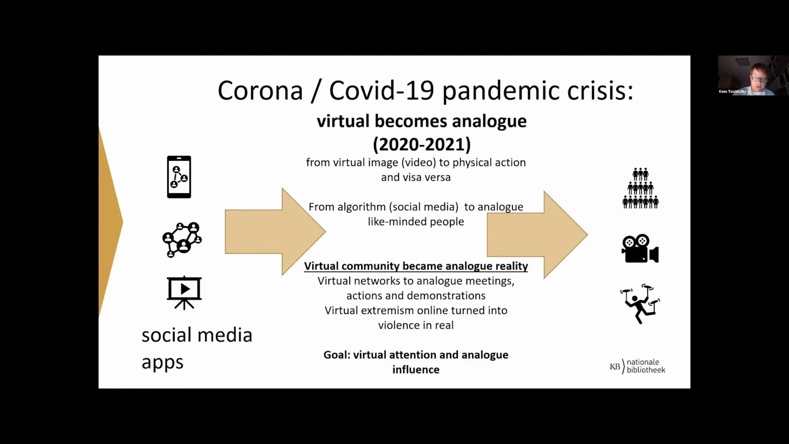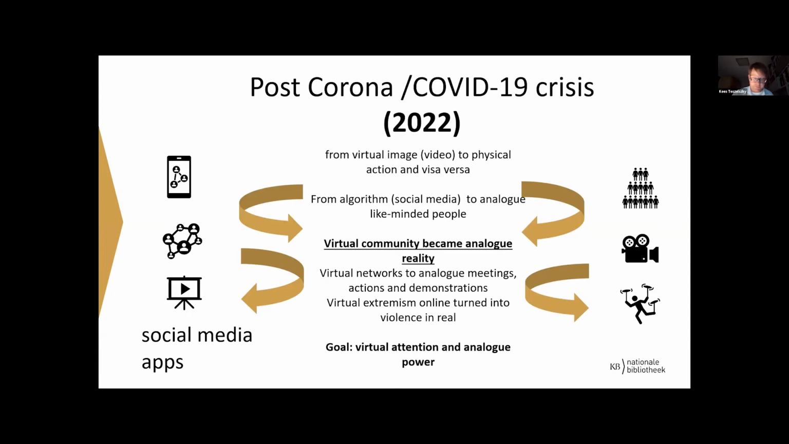During the corona pandemic crisis, virtual communities organized themselves online and went offline to the streets to protest against the government. Due to the fact that there was a true crisis, virtual fears and conspiracy thoughts became analog reality in their eyes. Digital resistance turned into physical violence in the Netherlands. The goal was to get virtual attention and analog influence.